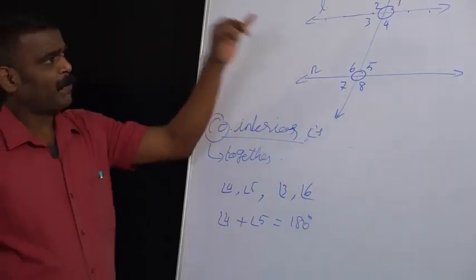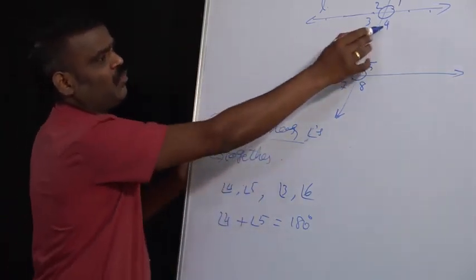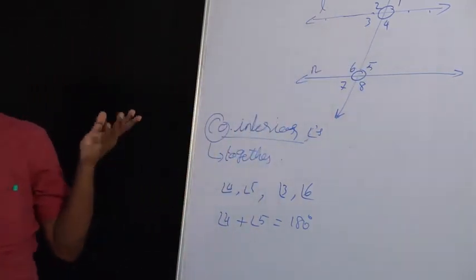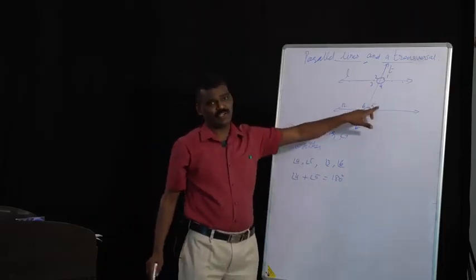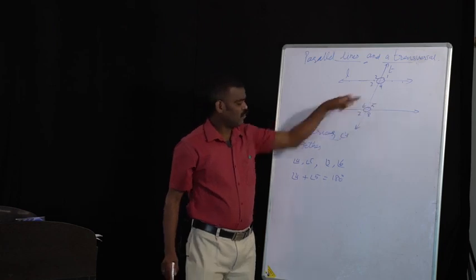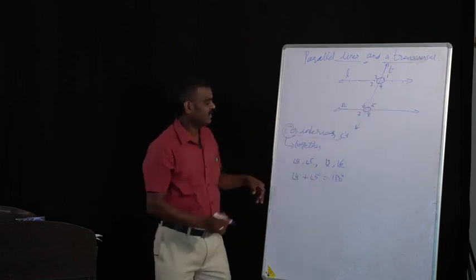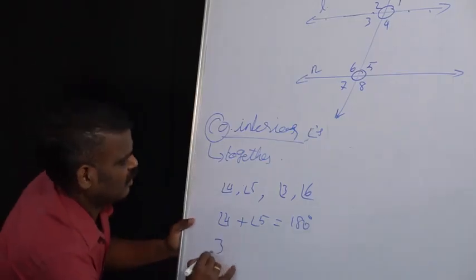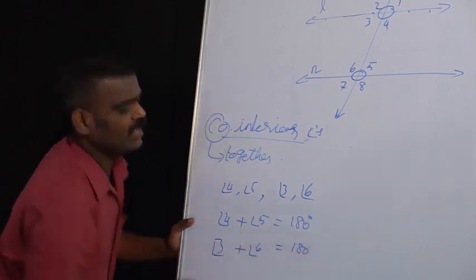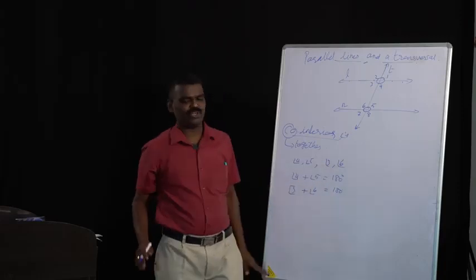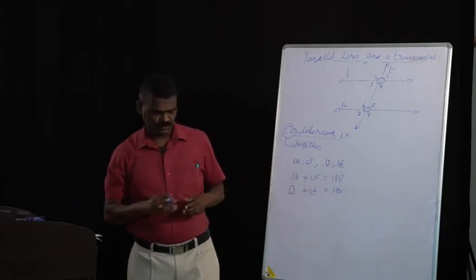Because 4 and 3 are linear pairs, 180 degrees. 3 is equal to 5, alternative angles, right? So 4 and 5 will be which one? 180 degrees. That means angle 3 plus angle 6 also how many degrees? 180 degrees, because they are co-interior angles. Co-interior angles are always 180 degrees.